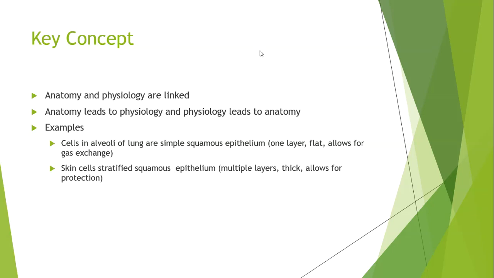For example, cells in the alveoli of the lungs are simple squamous epithelium, and we'll get to that in a little bit. Basically, one flat layer allows for gas exchange, and the process that happens there would be the physiology function of that. And then skin cells are stratified squamous epithelium.